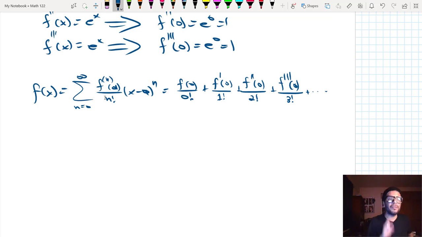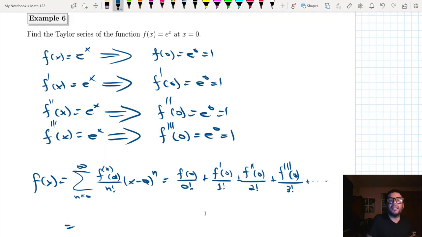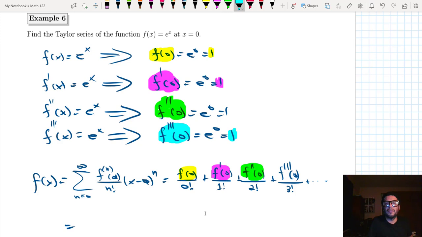In this case, in particular, the function f of x is e to the x. So what is f of 0? Let me highlight this again like I did on the previous example. In this case, notice they are all ones. They're all ones. I forgot to highlight one. I'll go back to green.